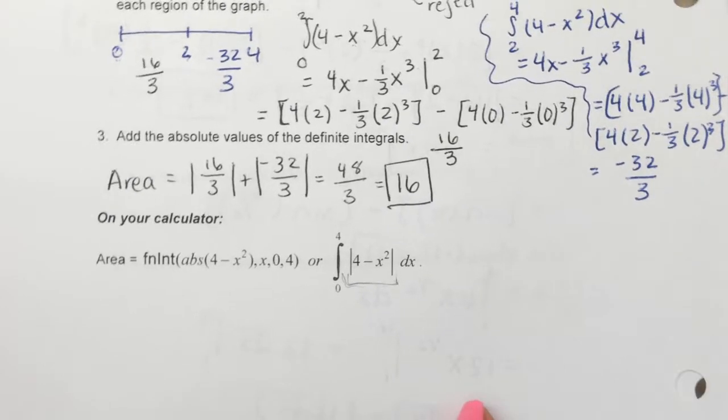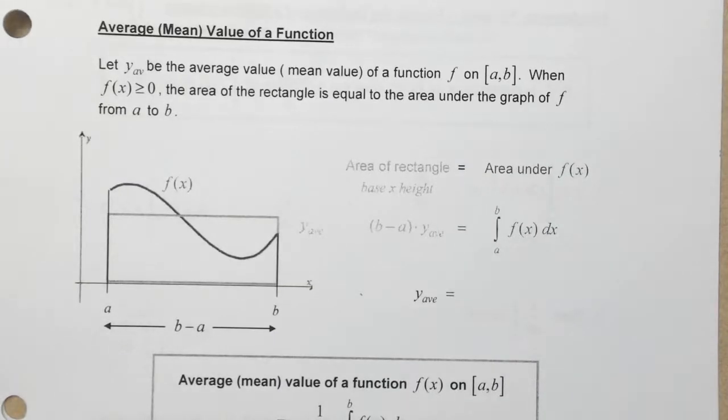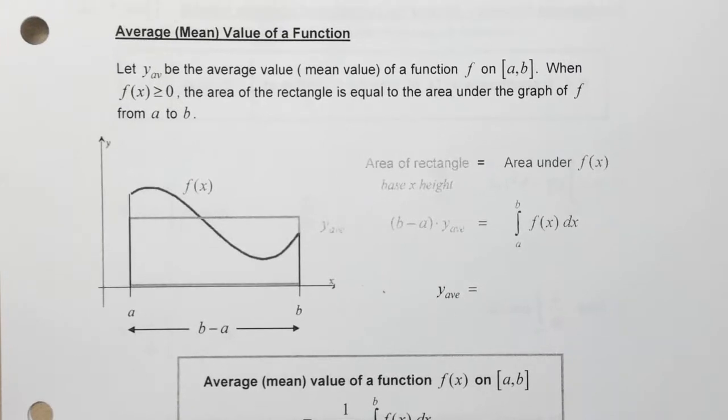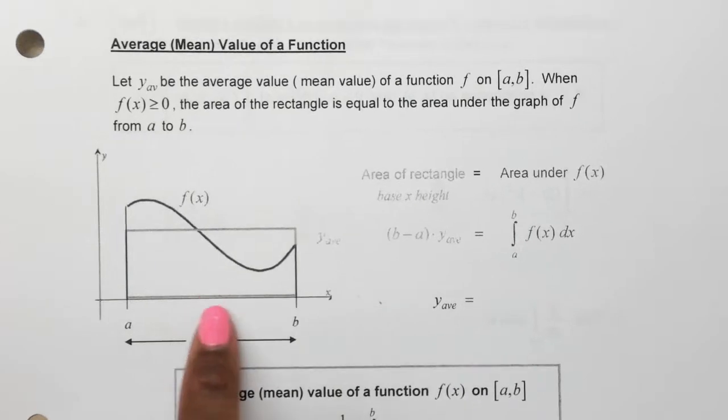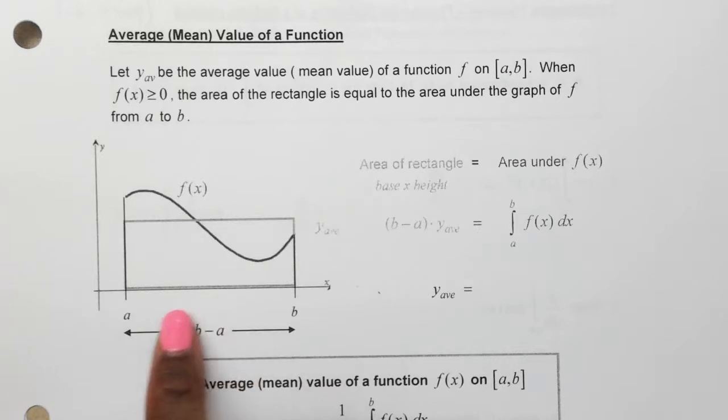Okay. Now, for the last page of part 1, we're going to talk about the average or the mean value of a function. Okay, so we're going to let y average be the average value of a function f on the interval a to b. When f of x is greater or equal to 0, the area of this rectangle here is equal to the area under the graph of f from a to b.